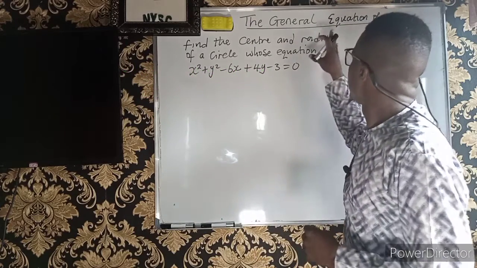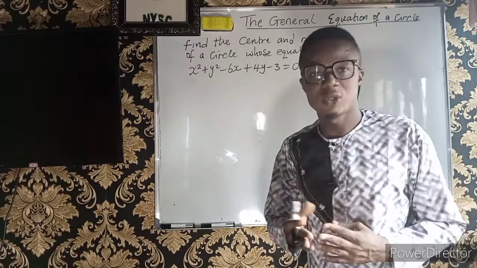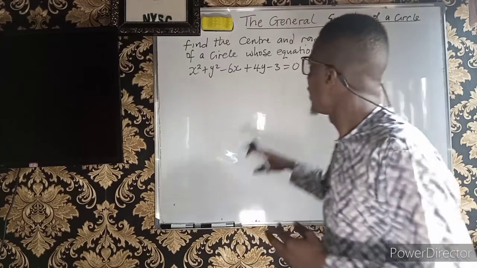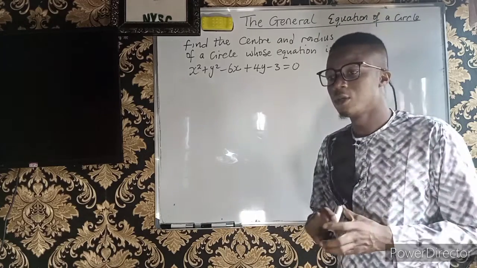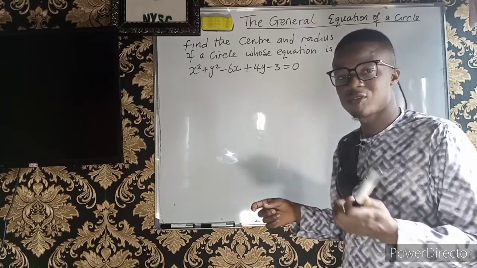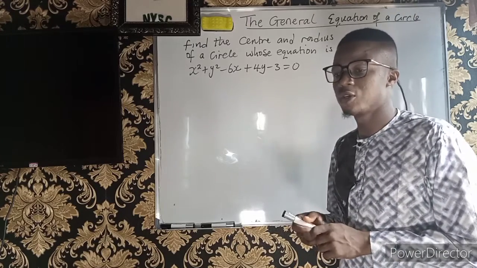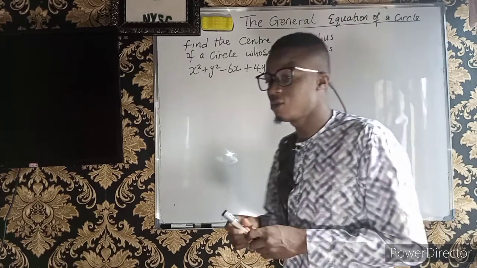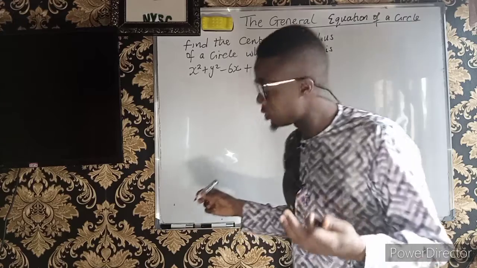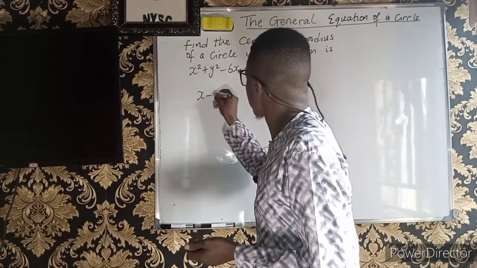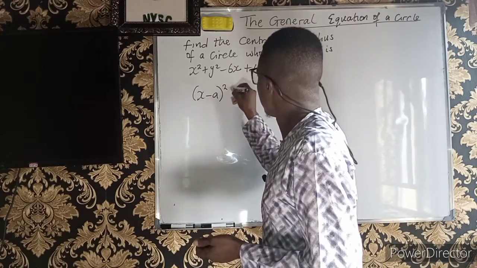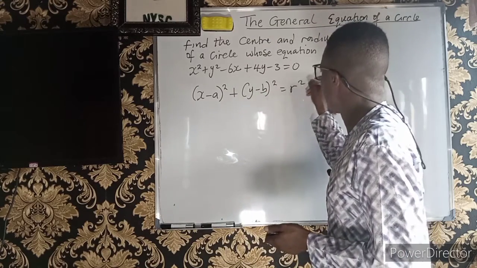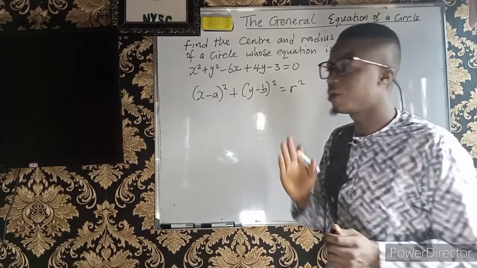So today we want to see the general equation of a circle and how to apply it in solving some mathematical problems. Now here we have a question that we are going to tackle. But before we tackle this question, I want us to first derive this general equation of a circle. Previously in my videos on equations of a circle, we found out that the equation of a circle is given by (x − a)² + (y − b)² = r². This is the equation of a circle we all know.